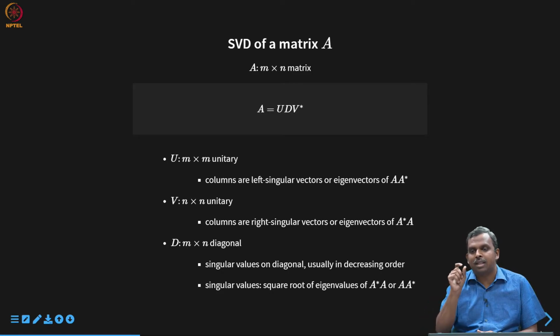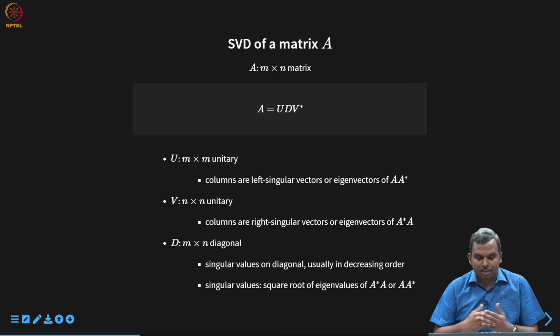Diagonal means the row and column indices I and J are the same. That's the main diagonal. And what are singular values? Singular values are the square roots of the eigenvalues of A star A or A A star. Of course the numbers differ here, but you can figure out how many you need for an M cross N diagonal matrix. Okay, so that's the thing.